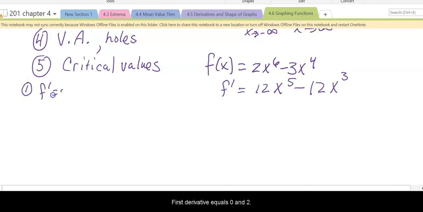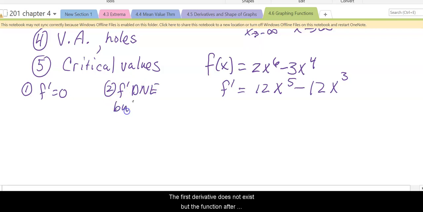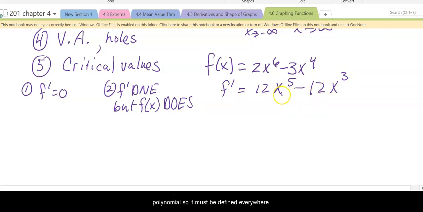One, the first derivative equals 0, and two, the first derivative does not exist, but the function f of x does exist. Since our function is defined for all reals, we'll look to see, are there any places where the first derivative does not exist? Looking at the first derivative, I can see that it's also a polynomial, so it must be defined everywhere. I will have no critical values coming from the first derivative not existing, but the function existing.